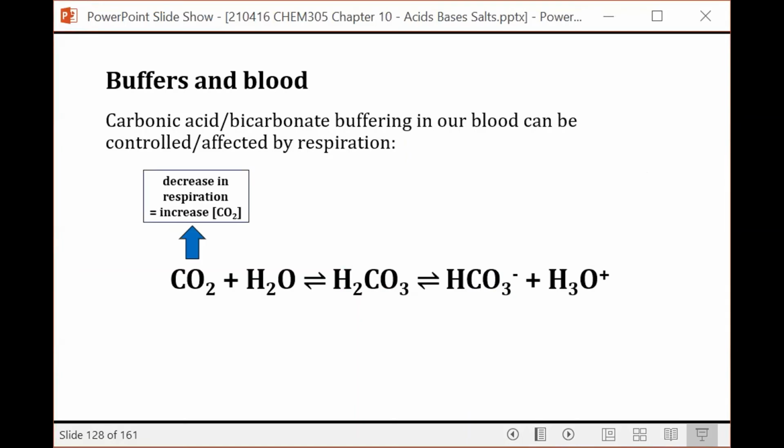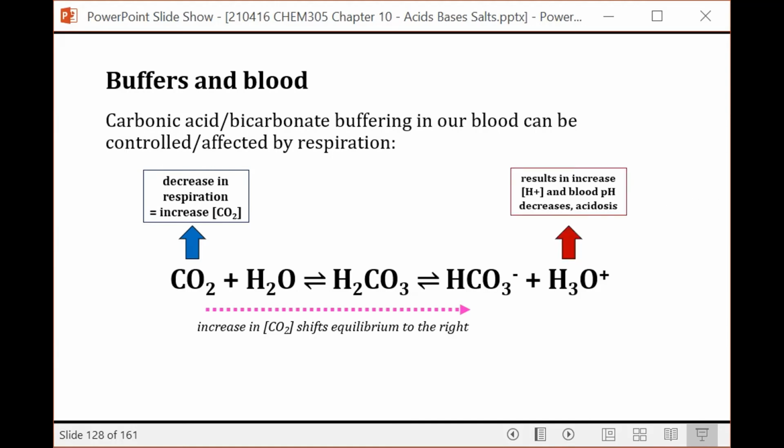So again, a decrease in respiration will lead to an increase in CO2 concentration. Increase in CO2 is going to shift equilibrium to the right. We want to get rid of the stress, the excess CO2. So it's going to result in an increase in hydronium ion concentration in the blood. pH will decrease and you may suffer from acidosis.